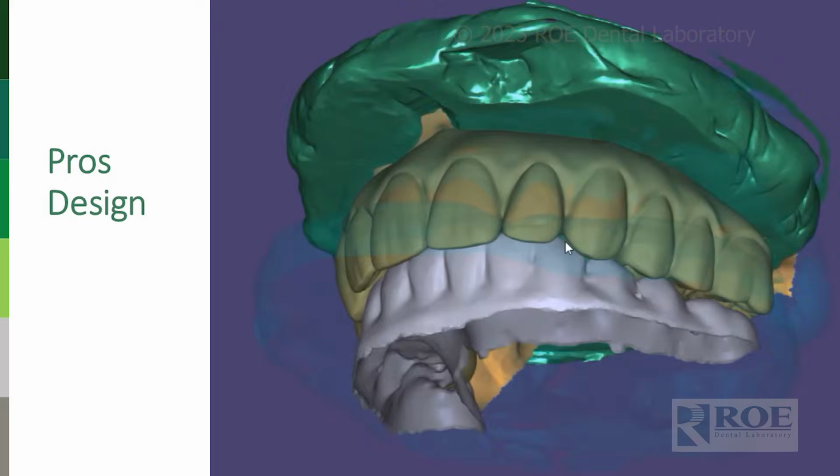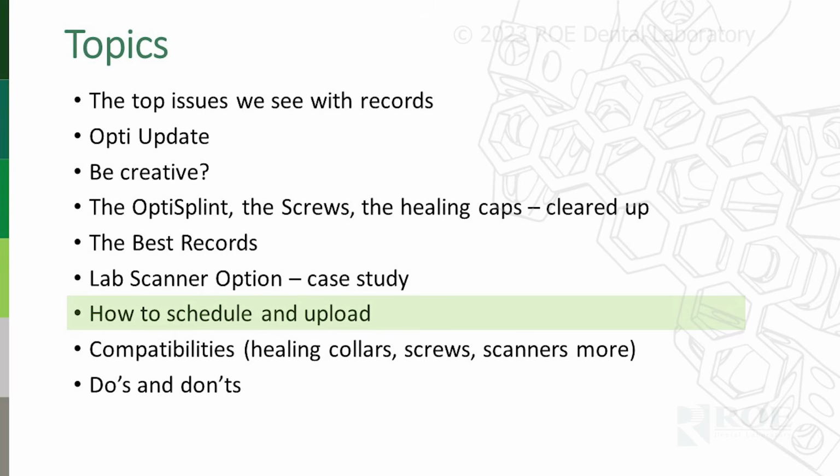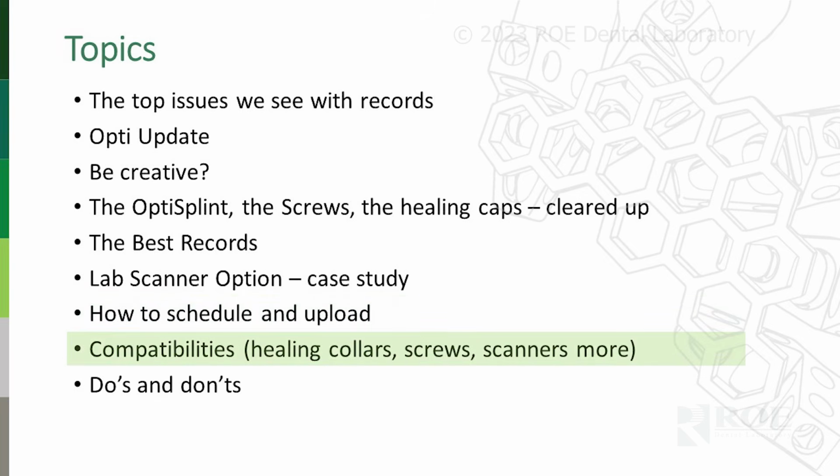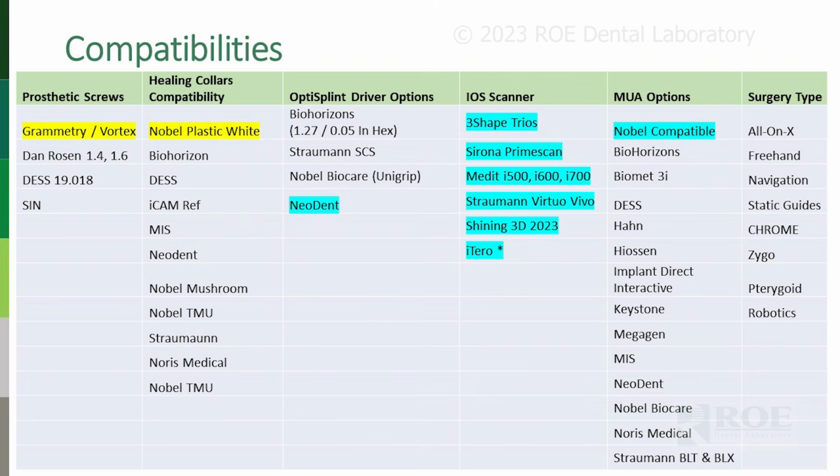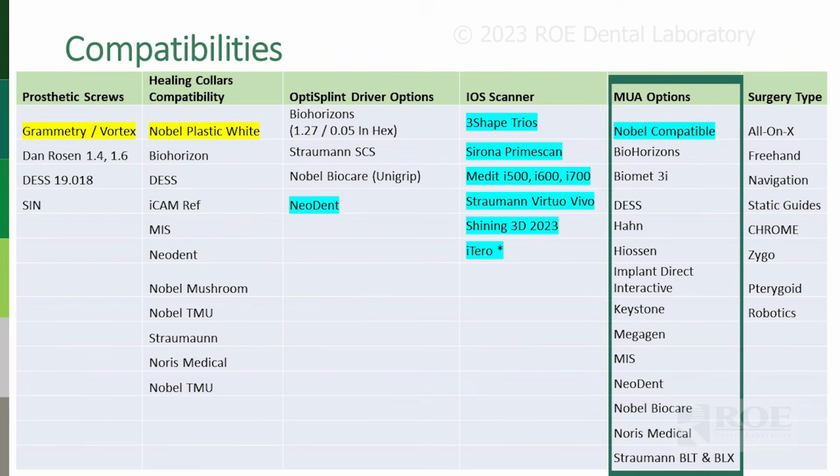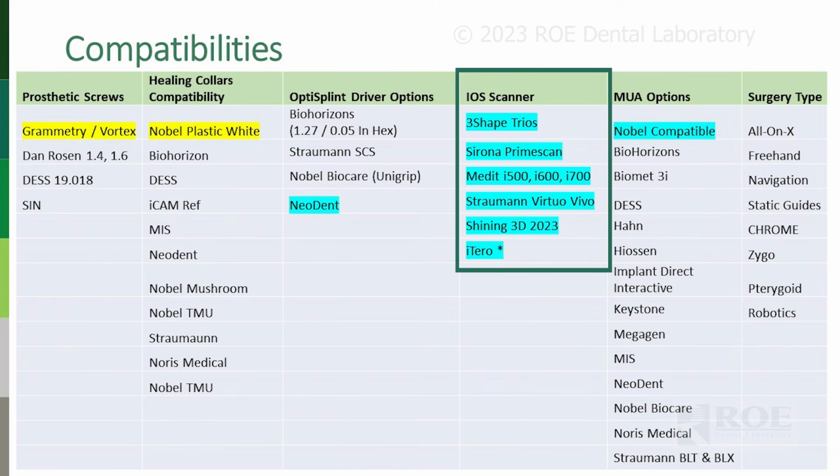All right, but the lab scanner is really what dialed it in. We already kind of talked about how to schedule and uploads. I kind of skip over that part. And then compatibilities. So we work with a lot of different systems. These are all the multi-unit abutment systems. There's more on the market. These are just the main ones, right? So as long as you have this implant company that you're placing these implants, then their multi-unit abutments are compatible with Nobel.